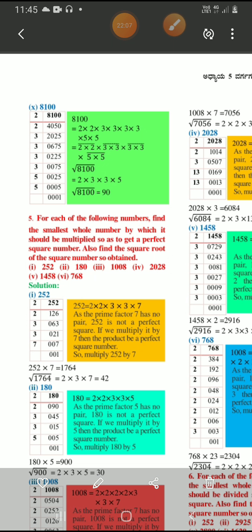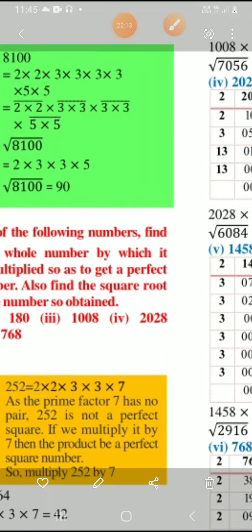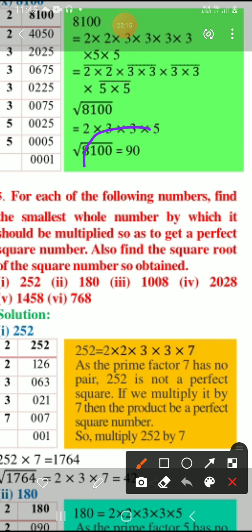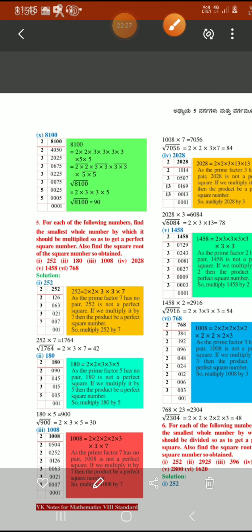Okay, 2 3s are 6, right? 6 3s are 18, 18 5s are 90, right? 18 5s are 90, so the answer comes as 90 here. Okay, in this way we can solve this. These are very simple problems. Okay, children, next try to see other problems.